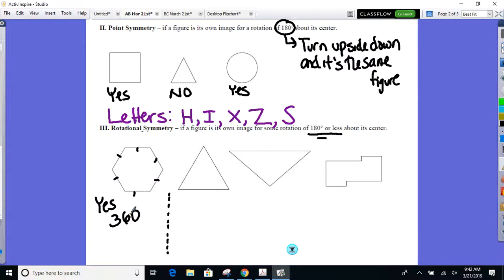How many times could I turn it, get that hexagon back before I got to the beginning again? So I want to turn it, I get the hexagon back. Turn it again, hexagon back. How many times would I get the hexagon back until I got to the beginning? 6, the number of sides, or the number of vertices. So I take 360 divided by 6, and that tells me I could go, like some of you told me at the beginning, I heard you, 60 degrees every time.